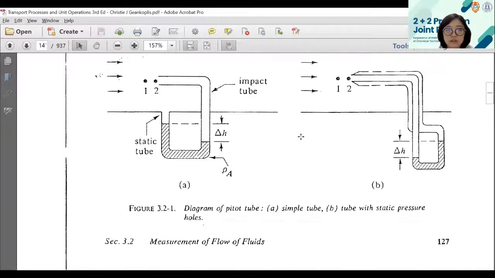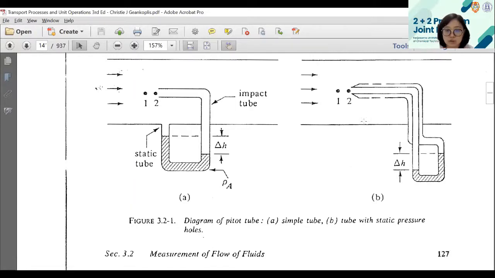As you can see, there are two types of Pitot tube here. In figure T321A, this is the common Pitot tube, the simple one. And for point B is the tube with static pressure holes.